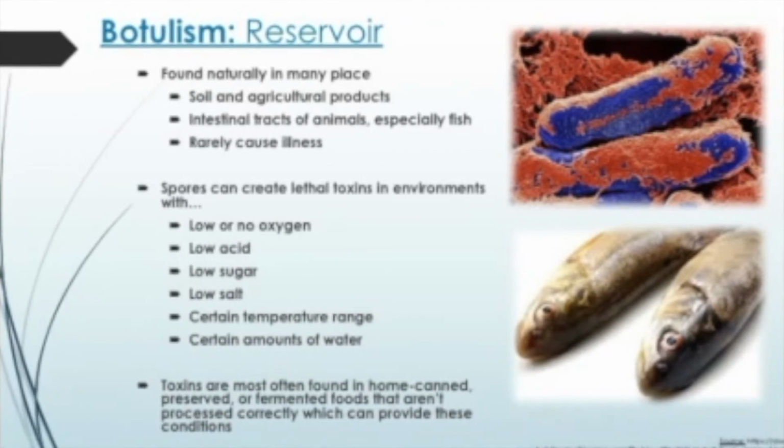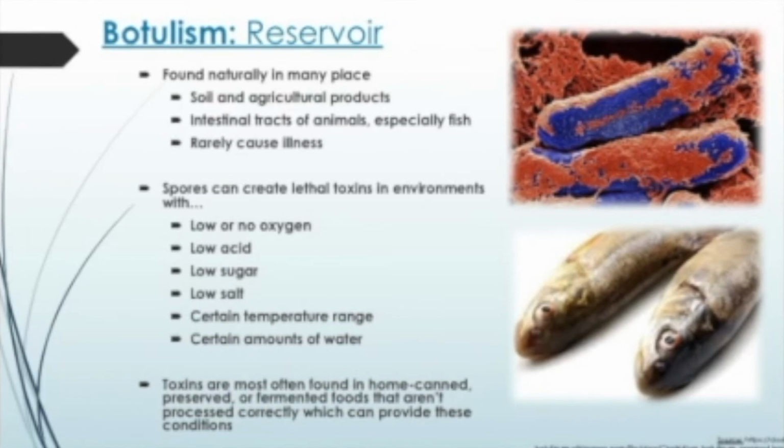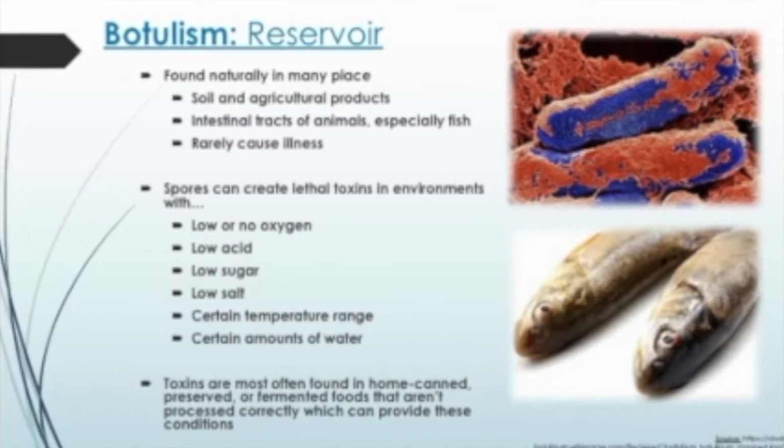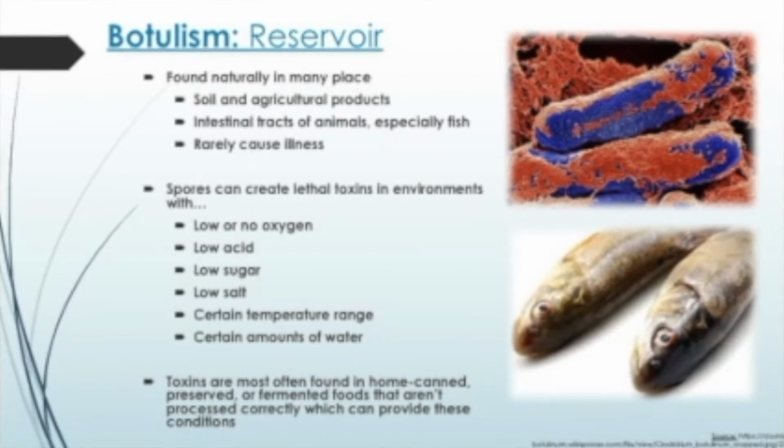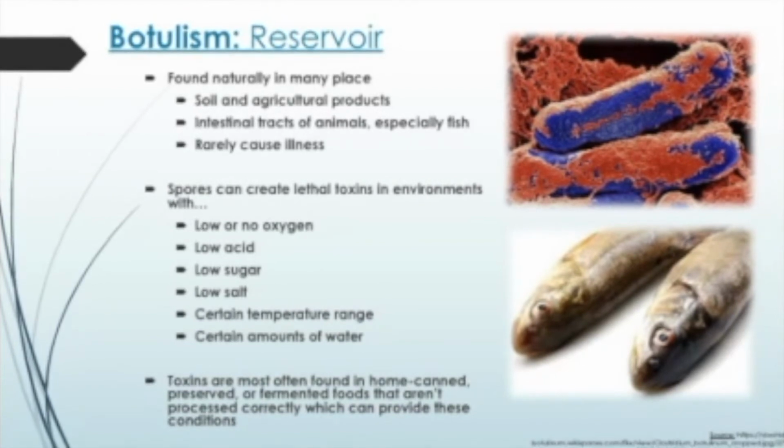Clostridium botulinum are anaerobic, meaning they thrive in areas with little or no oxygen, which explains why they can become active and release toxins in conditions where oxygen is limited. Some of the other conditions that could affect this include areas with low acidity, low sugar, low salt, a certain range in temperature, and correct amounts of water.